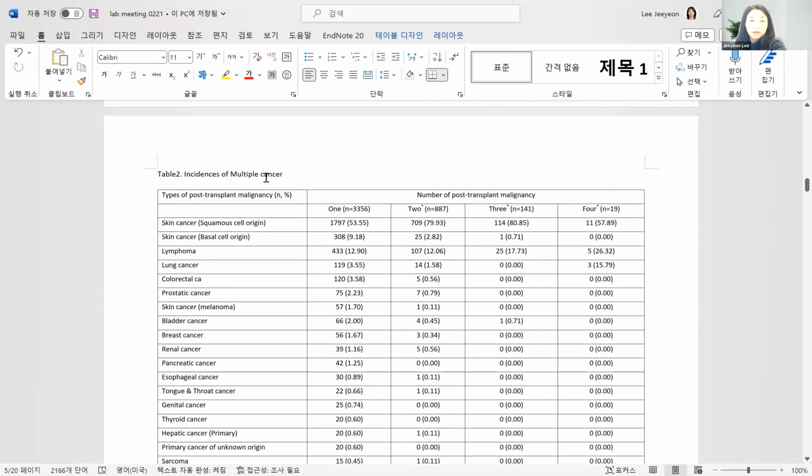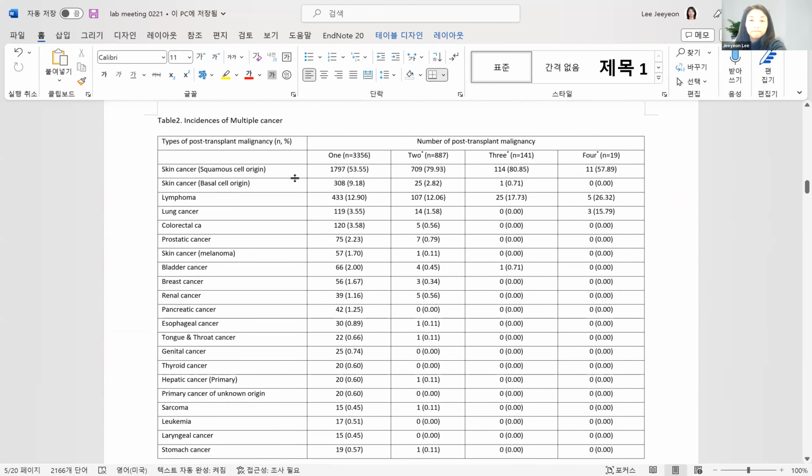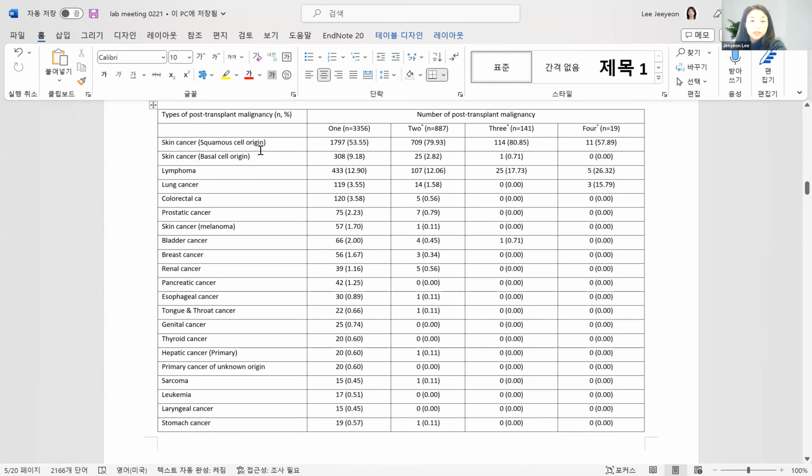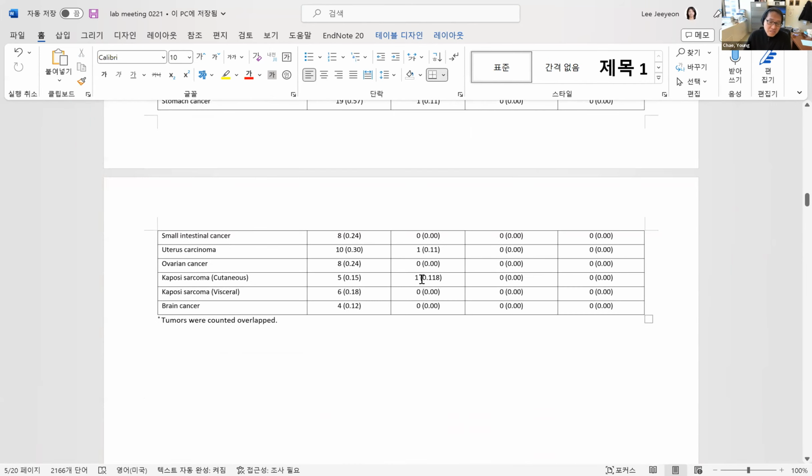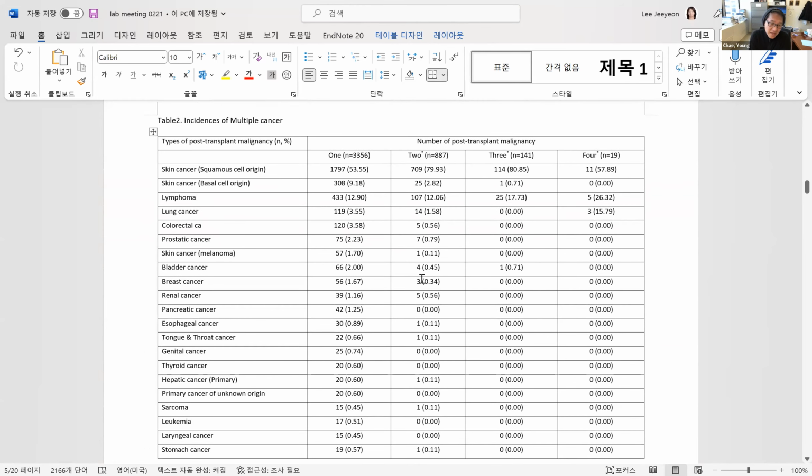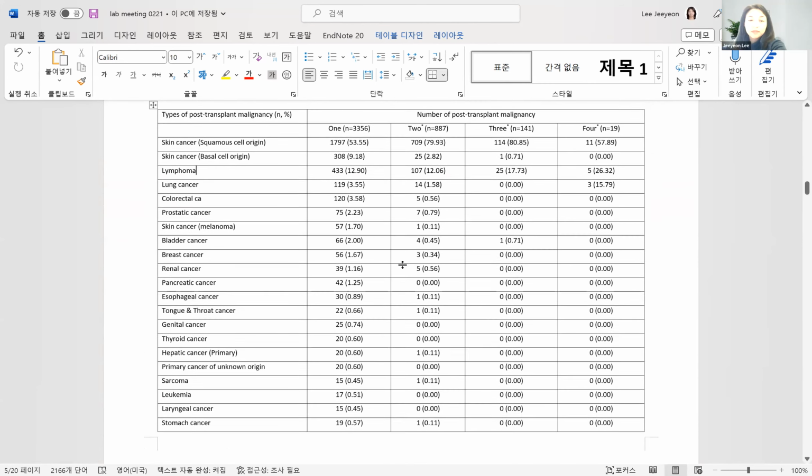This is the incidence of multiple cancer. This is the number of post-transplant malignancies: 1, 2, 3, 4. Of course, skin cancer was the most common cancer. Because it's most common, in liver and kidney transplant data we could see skin cancer, versus lung cancer. But skin cancer is the most common malignancy in all types of transplantation.